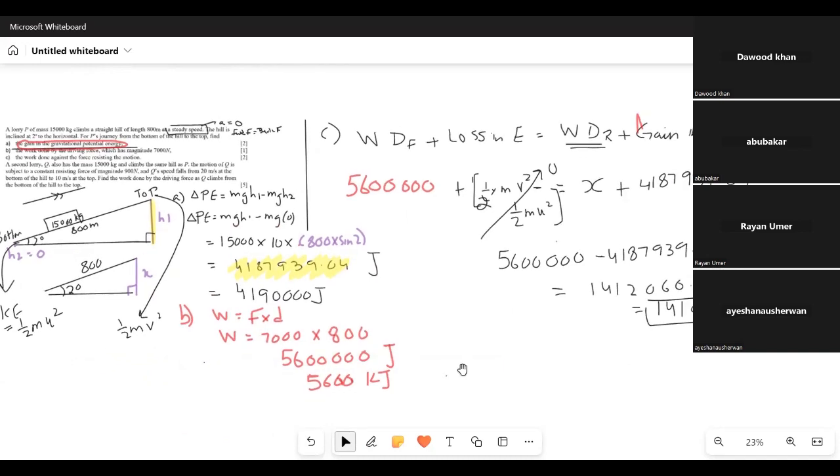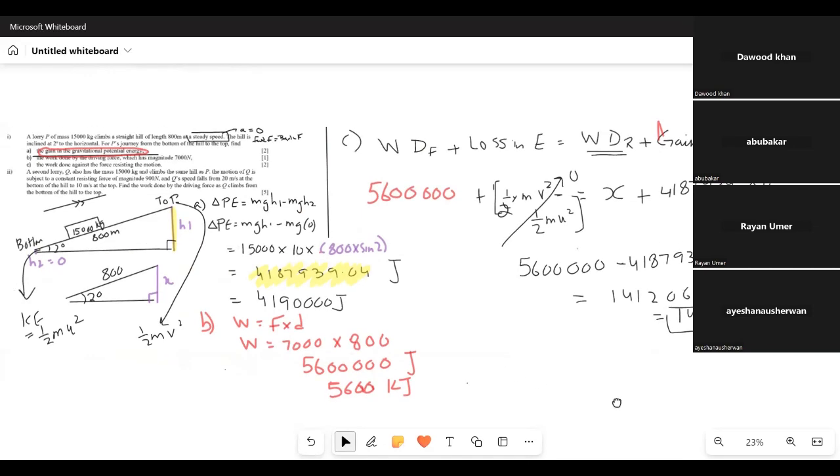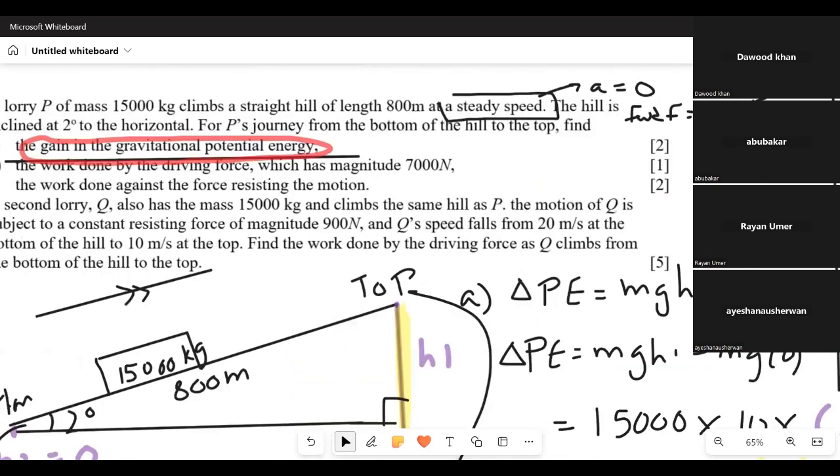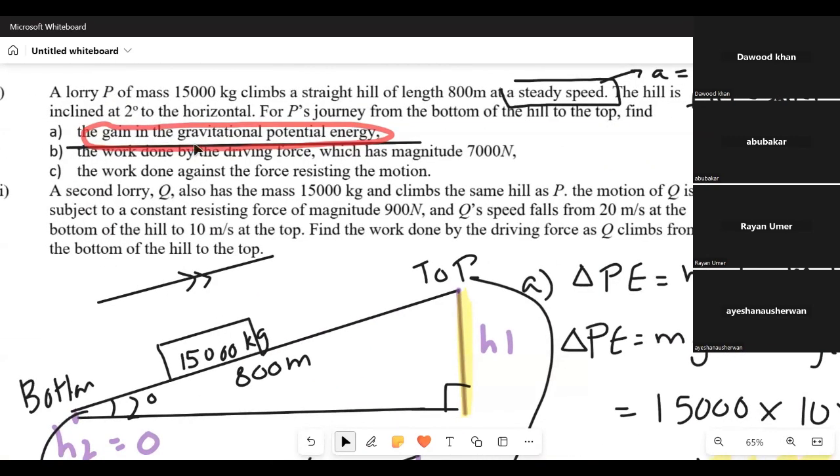अच्छा part 2 देखते हैं इसका. अगर कोई क्वेश्चन है तो प्लीज साथ साथ पूछा करो अनम्यूट करके. Part 2 देखते हैं. Part 2 says that a second lorry Q also has a mass of 1500 kg and climbs the same hill as P. The motion of Q is subject to constant resisting force of 900 newtons and Q speed falls from 20 at the bottom of the hill to 10 at the top of the hill.